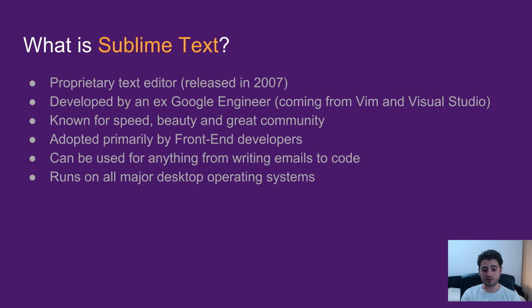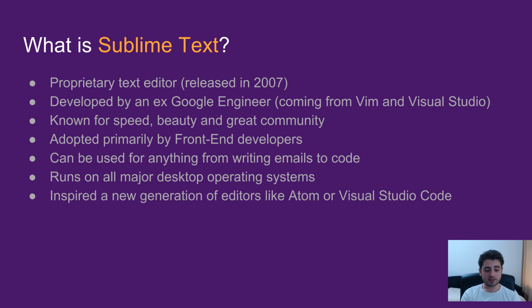It obviously runs on all major desktop operating systems, so Mac, Linux, Windows, and it inspired a new generation of editors like Atom or Visual Studio Code, which took a very similar look. It's pretty much exactly the same shortcuts. It's a very similar philosophy. They just saw that the development of Sublime Text hasn't been that rapid in the last few years, so there was potential for that. And it's actually really cool.